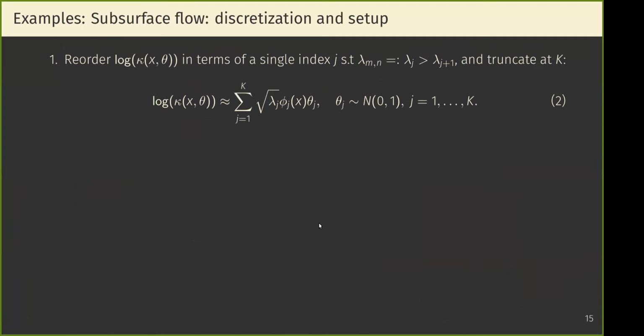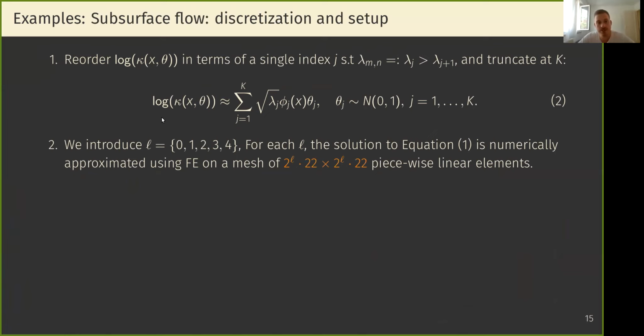Okay. And to do so, we need to first introduce a discretization. So we reorder this log permeability term here and truncate it after capital K terms. We introduce a sequence of discretizations, curly L ranging from 0 to 4. And for each L, the solution to equation 1, to this elliptic PDE that I had before, is numerically approximated using finite elements on a mesh of 2^L times 22 by 2^L times 22 piecewise linear elements.